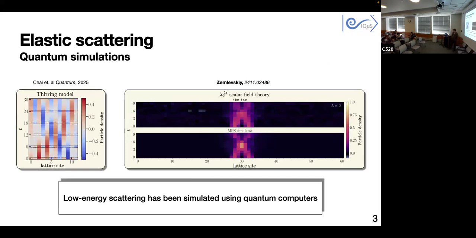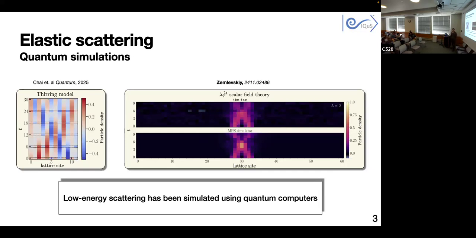Here I'm showing several of the quantum simulations of scattering that have been done to date before this work, one on the Thirring model and one on the scalar field theory. These are just two examples, but the main thing about these early scattering simulations is that they have been limited to low energies and to small wave packet sizes. Both of those limitations come from device capabilities, but also from algorithmic capabilities.